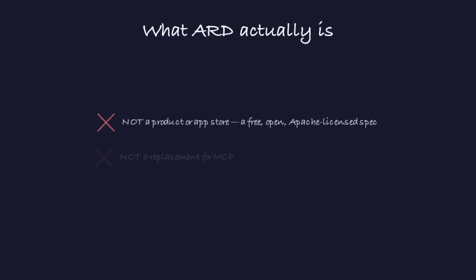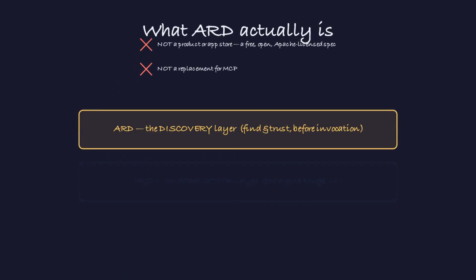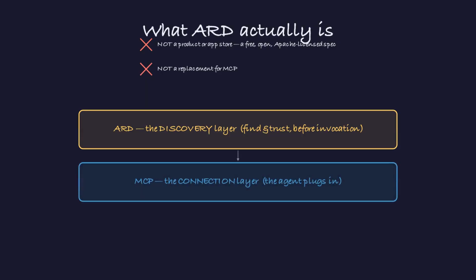Two quick things it is not. It's not a product or an app store, it's a free, open standard, Apache licensed, that anyone can implement. And it's not a replacement for MCP. Here's the key. ARD sits before invocation. It helps the agent find and trust the right resource. Then the agent connects using whatever protocol that resource already speaks, like MCP. ARD is the discovery layer. MCP is the connection layer.